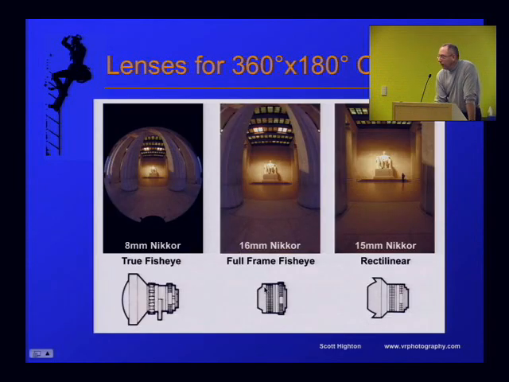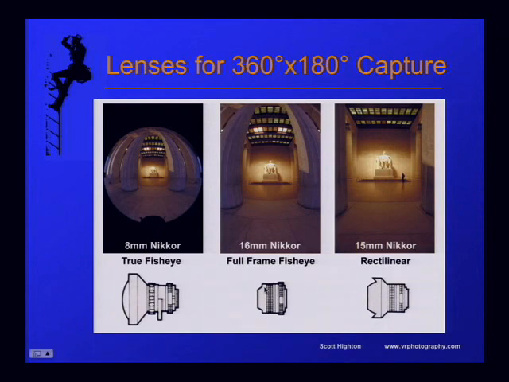These are the results for the different kinds of lenses we'll use for it. On the left is an 8mm Nikkor, which is called a true fisheye, because the entire image circle is contained within the film or the digital sensor frame. The 16mm, or full-frame fisheye, has similar fisheye characteristics of curved lines around the edges and distortion, but its image circle is large enough to fill the entire film frame. What you do is lose a little bit off the edges compared to the 8mm over here.